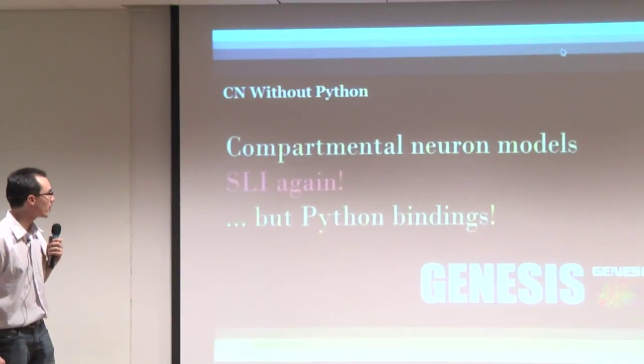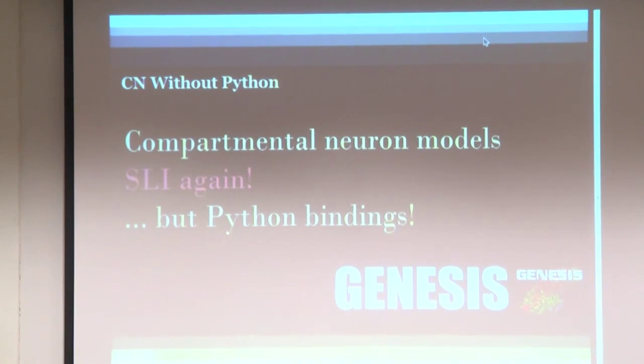But it's the same story. Neuron uses its own language, and with Genesis we meet again our stack language. But both of them provide Python bindings.